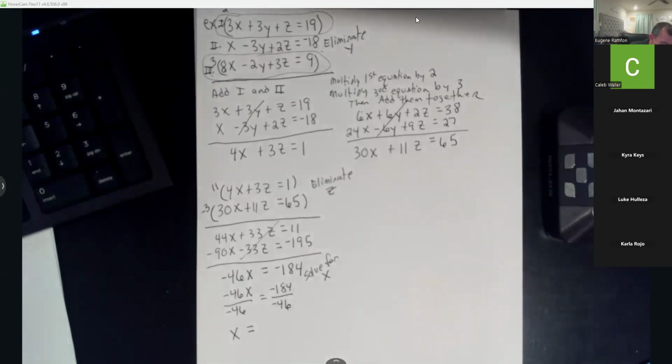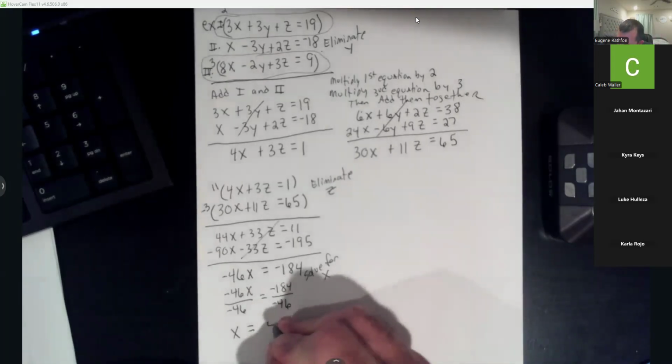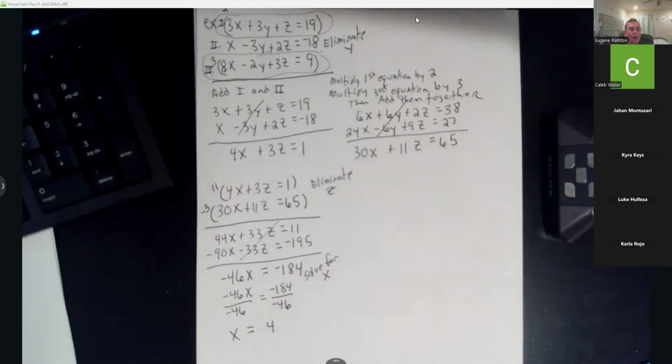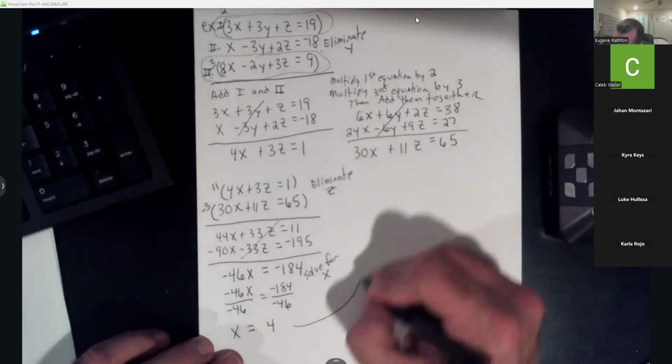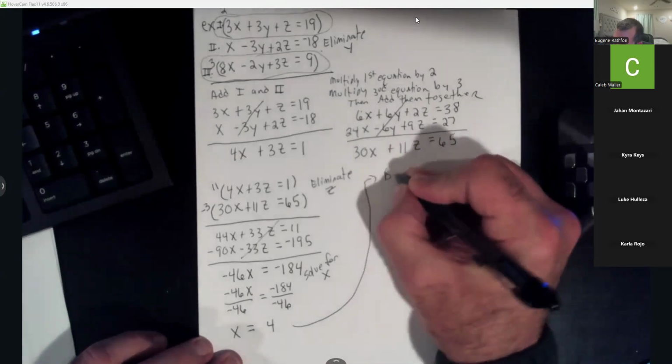All right, also let me do that. 184. Okay, that equals 4. Oh, that's nice because 4 is a nice number. We're happy. So we know what x equals. So now we'll go up here and back substitute.